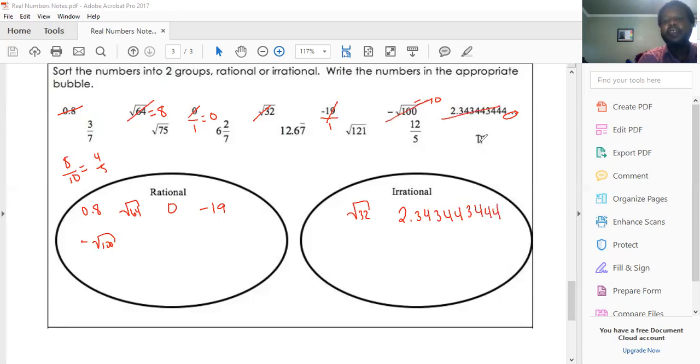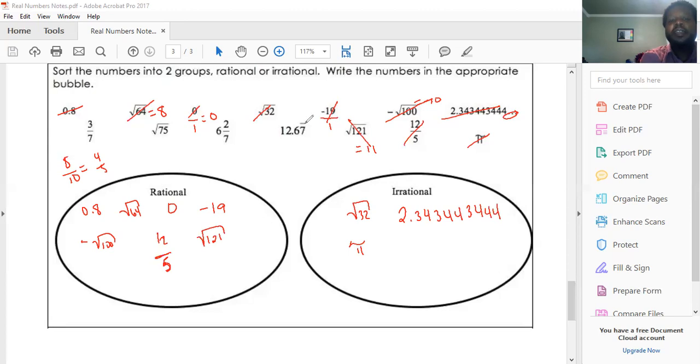All right, what about pi? Of course, pi is my example of an irrational number, so that's irrational. 12 over 5, it's a rational number. Okay, the square root of 121 is 11. So that makes the square root of 121 a rational number.